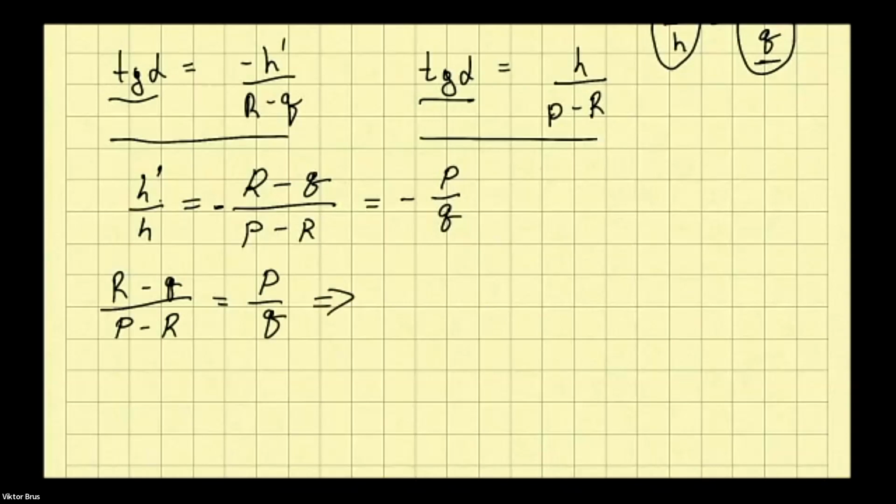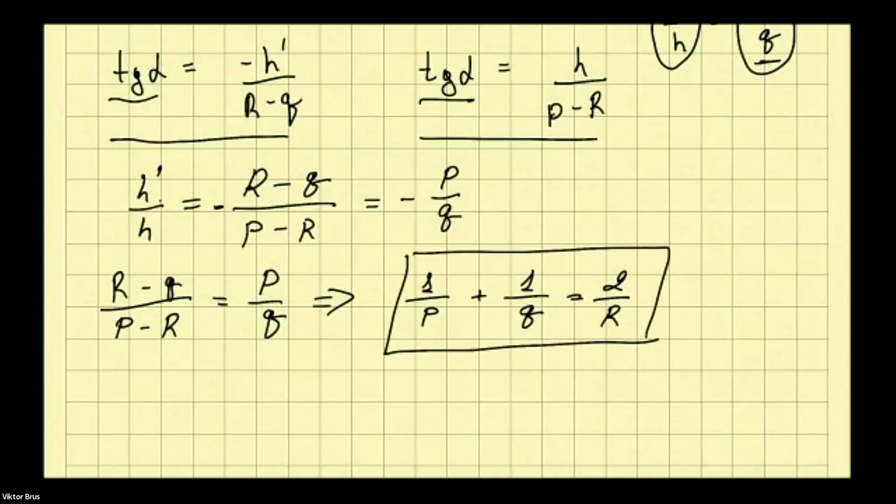From here, after some rearrangement, we will get 1 divided by P plus 1 divided by Q equal to 2 divided by R. So that is the well-known mirror equation, which gives us the relationship between the properties of the mirror, its radius, the position of the object with respect to the mirror, and the position of its image with respect to the mirror. So if we know two quantities, let's say we know the radius and the position of the object with respect to the mirror, then we can calculate the position of the image with respect to the mirror.